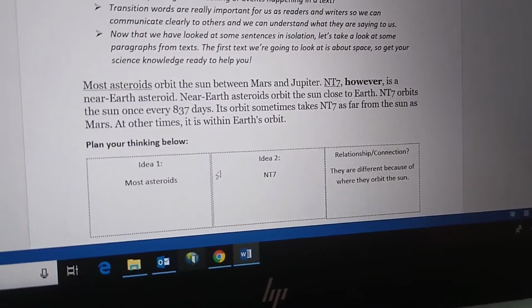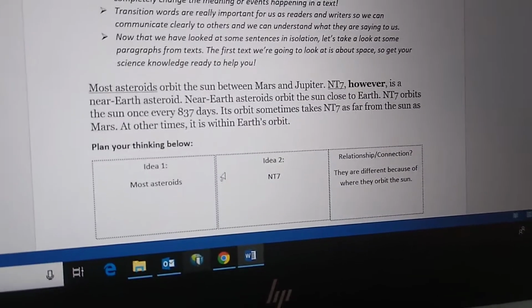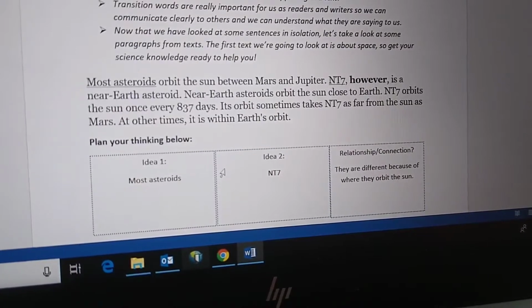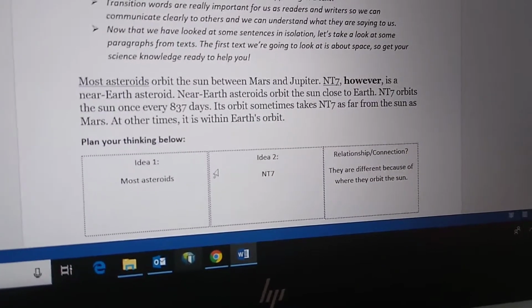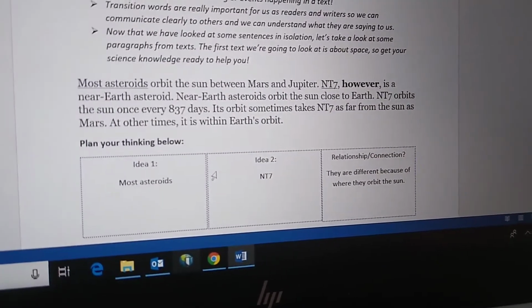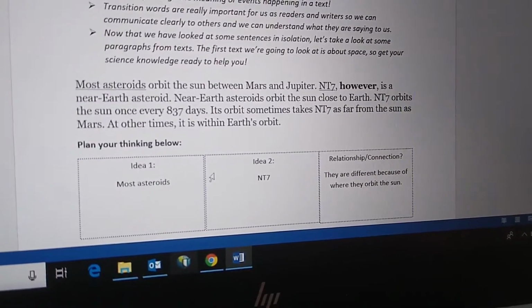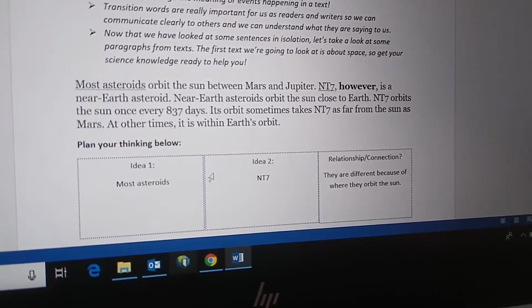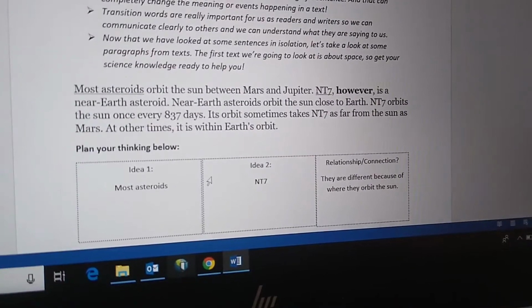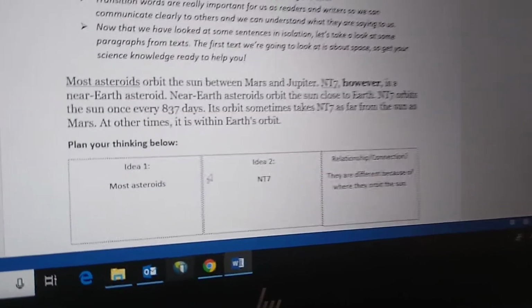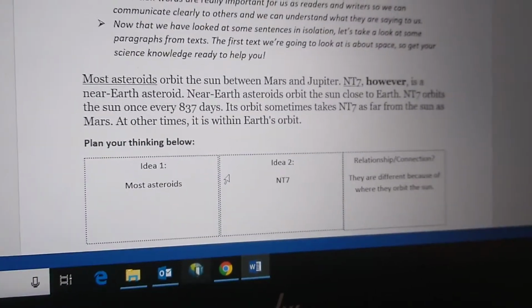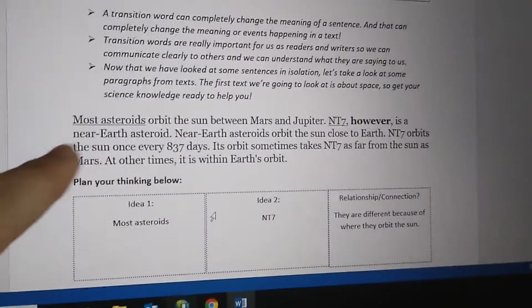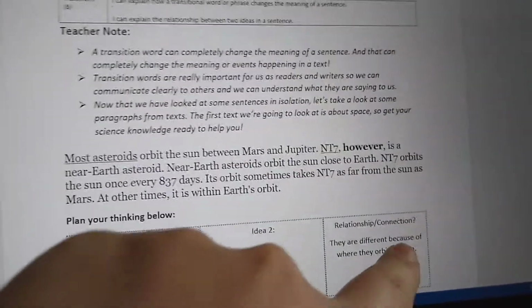NT7, however, is a near-Earth asteroid. Near-Earth asteroids orbit the sun close to Earth. NT7 orbits the sun once every 837 days. Its orbit sometimes takes NT7 as far from the sun as Mars. At other times, it is within Earth's orbit. So this is where we'll sort out our thinking.